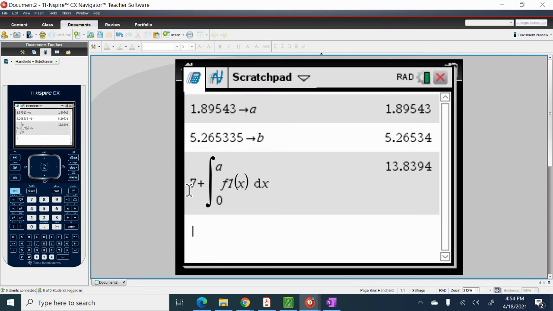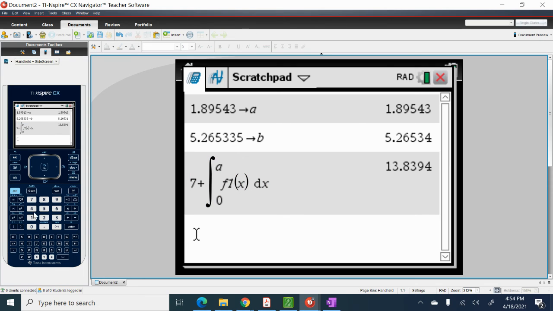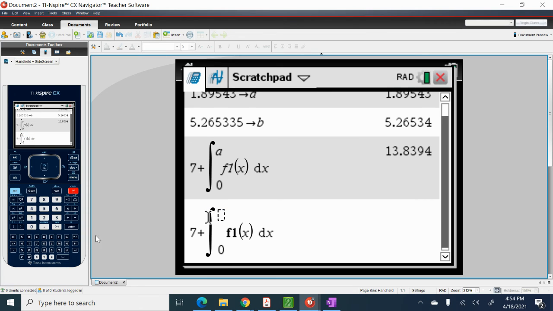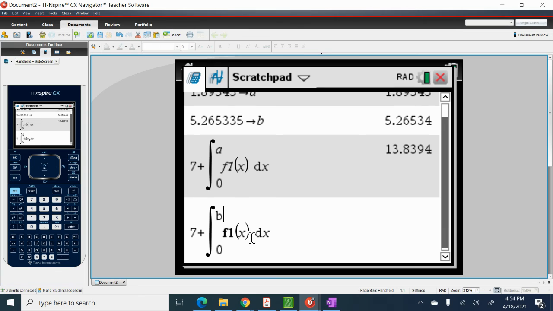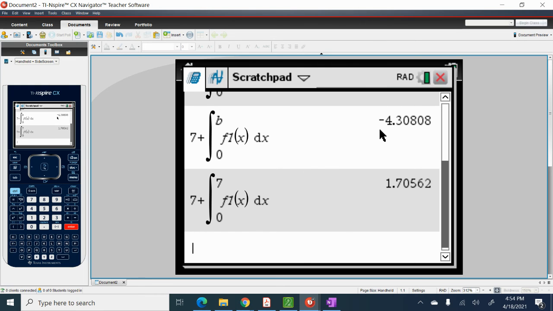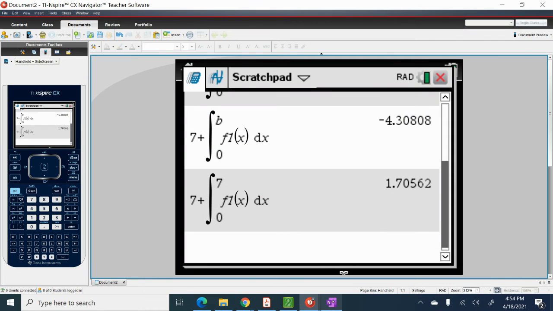And here's the beauty of this calculator. I can click on this, click and hold. I can highlight it, or I could click it a couple times. Click once, click twice, click 3 times, and I should be able to get it highlighted, and I can do a Control C and then a Control V. And then instead of having A there, I could replace that with the var B and hit enter. And then I can do Control V again and replace that A with the 7 and hit enter. And then I've got all of the values that I needed. So negative 4.308, and 1.705.